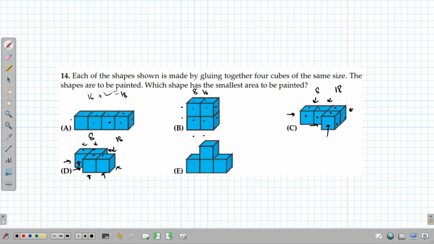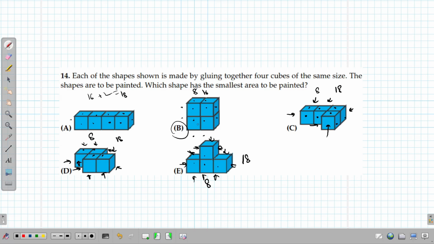At E, we have 1, 2, 3, 4. This will be at the back, 4 times 2 is 8, 9, 10, 11, 12, 13, 14, 15, 16, 17, and 18. At E, we have 18. So, which shape has the smallest area to be printed? That is option B, 16.